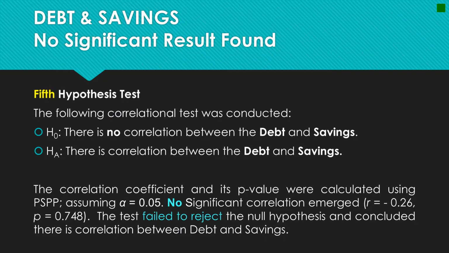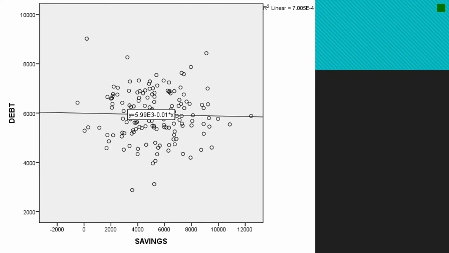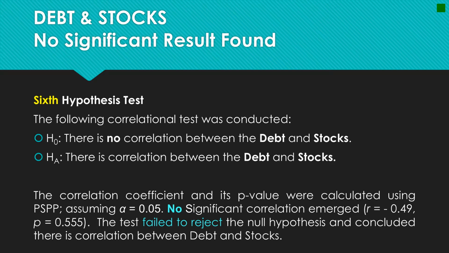We failed to reject the null hypothesis as the p-value is 0.748, which means it's more than 0.05. Here we need to see that the r is negative. The line from debt to savings is not increasing, it's going downward. After seeing the scatter plot, we can identify it. Yes, it's decreasing, a negative relation, and again the bubbles are not near the line.